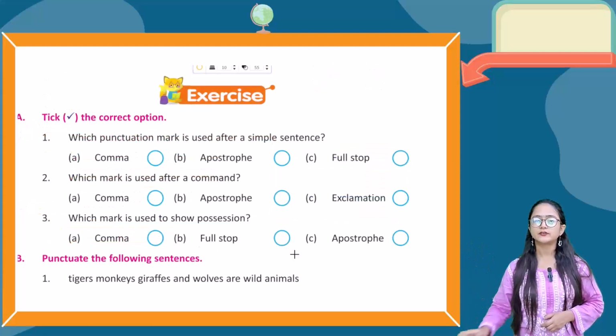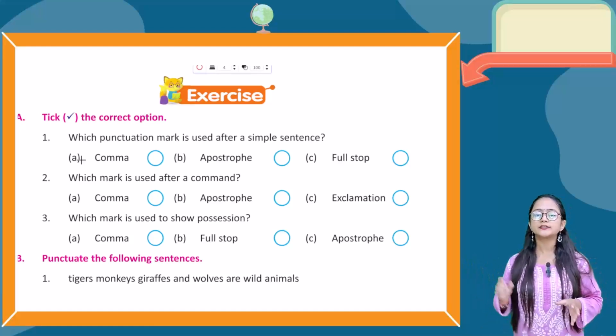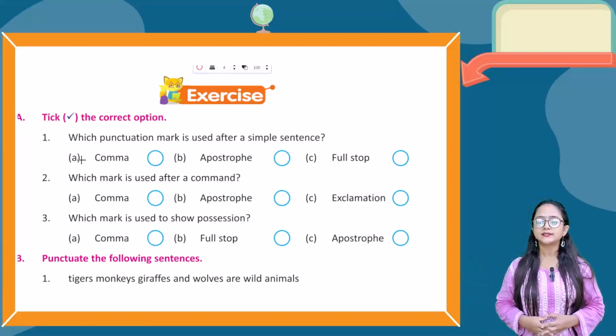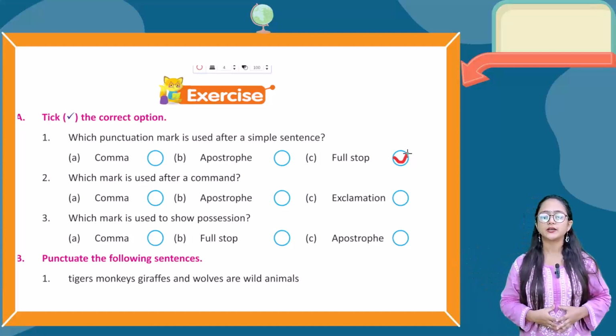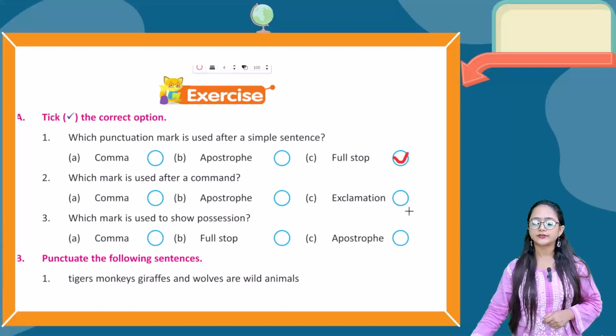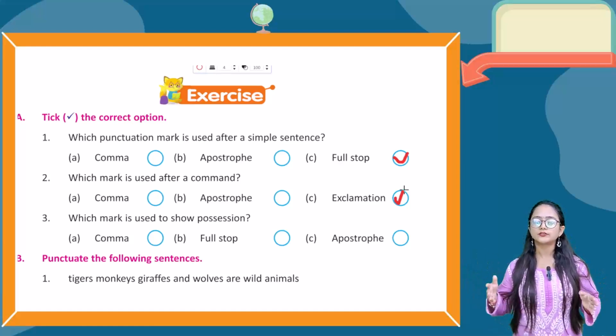Now students, let's move into the exercise part. First question is tick the correct option. First one, which punctuation mark is used after a simple sentence? Is it comma, apostrophe or full stop? For a simple sentence you use a full stop. Tick full stop. Next one, which mark is used after a command? Options are comma, apostrophe, exclamation. After a command, you have to tick exclamation. Next one, which mark is used to show possession? Options are comma, full stop, apostrophe. So the answer is apostrophe.